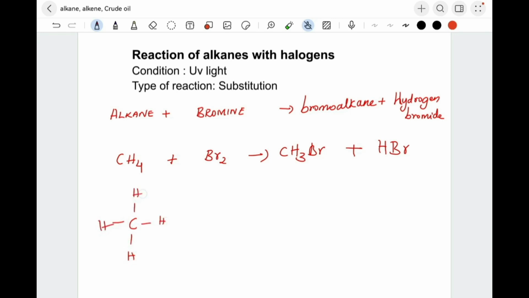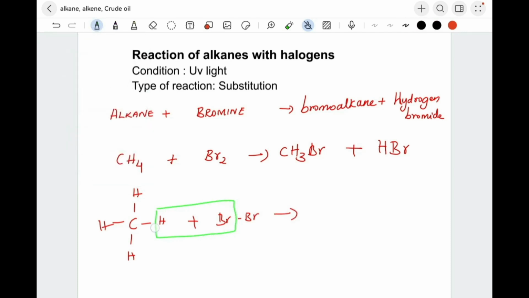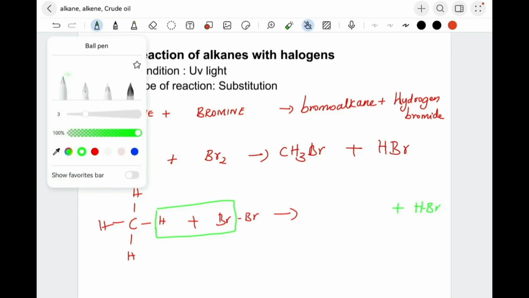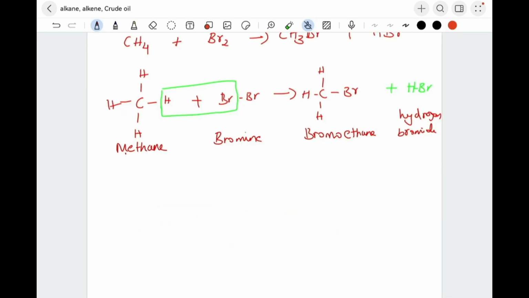4 hydrogens and we have 2 bromines, which gives, this hydrogen bromide gets removed, it will be like HBr. And here, what is the remaining part? Just ignore this and write the remaining part. CH3Br. Now pause the video and try for ethane with bromine. We have 2 carbons for ethane. Fill the remaining part with hydrogen.